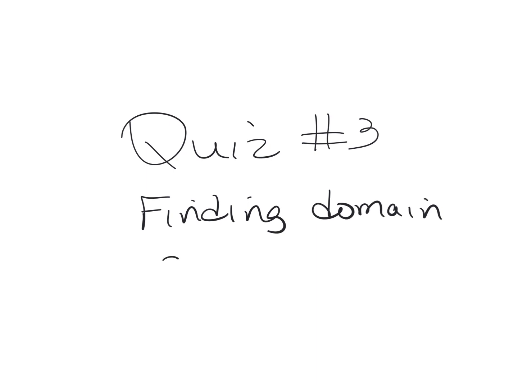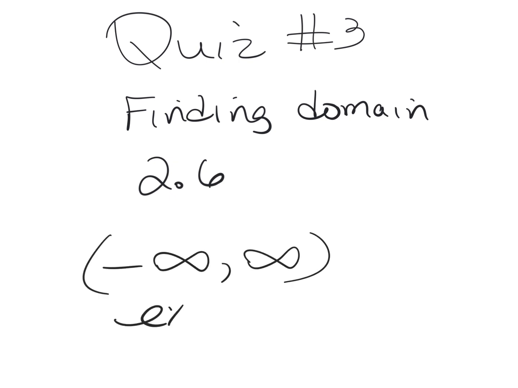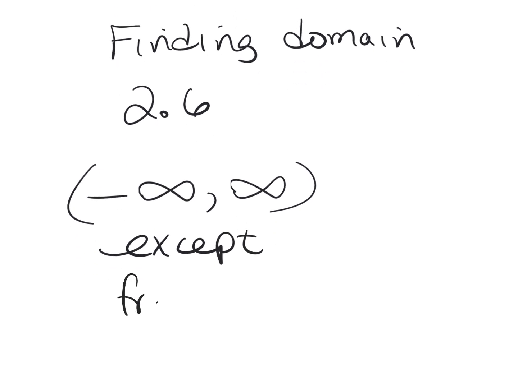And 2.6, the functions. So the rules for finding the domain is you should always start out by assuming that the domain is all real numbers, except when you have a fraction and when you have a square root.